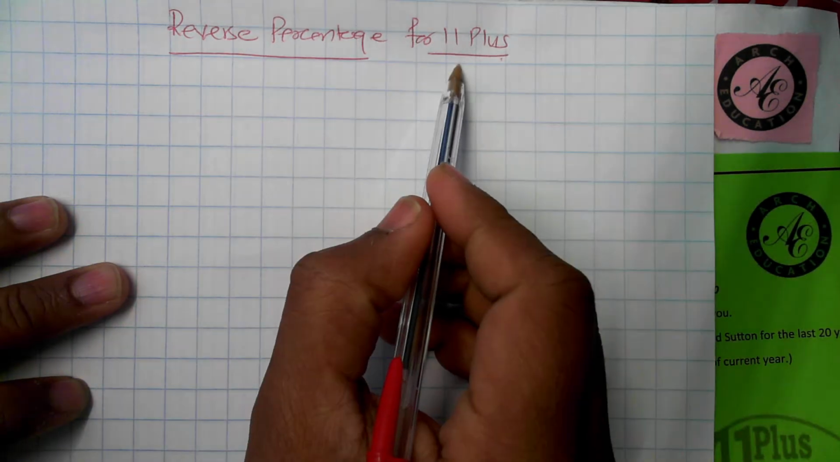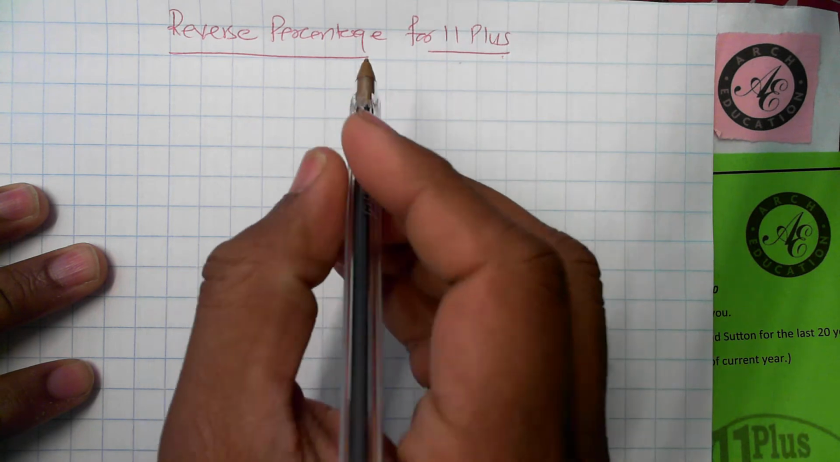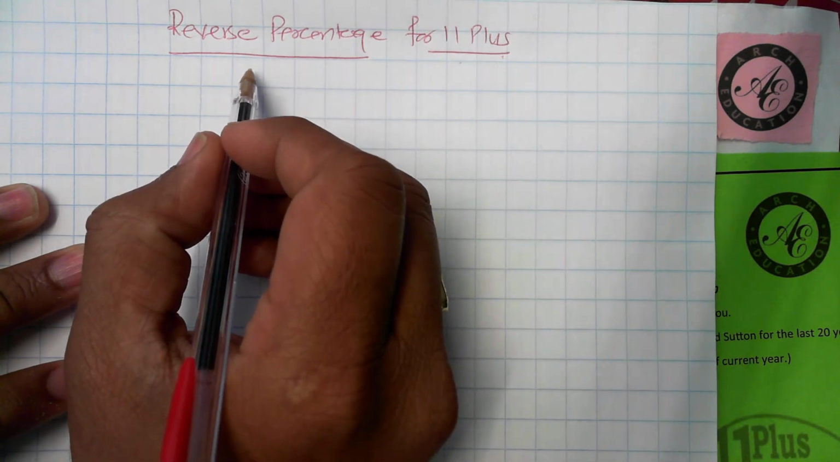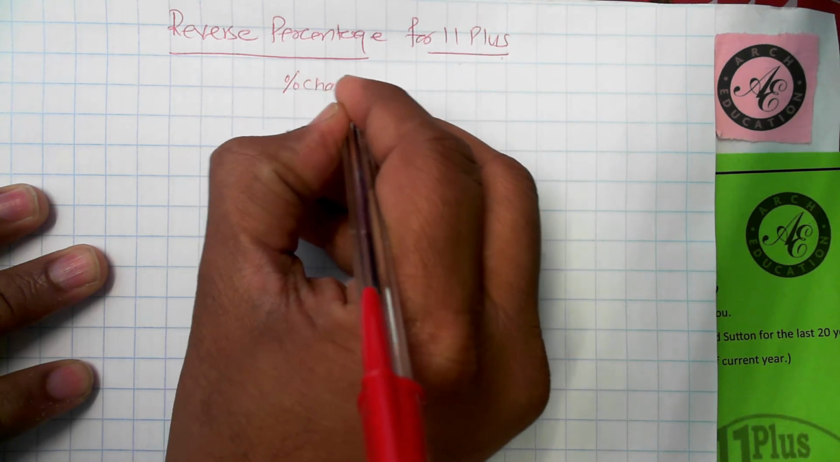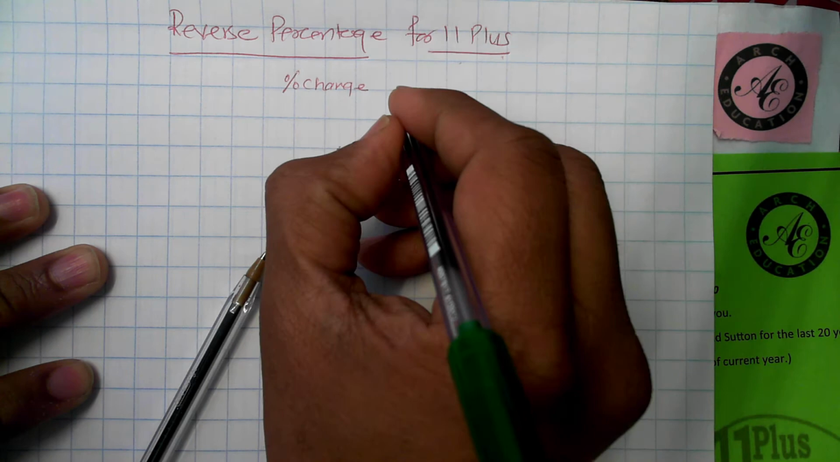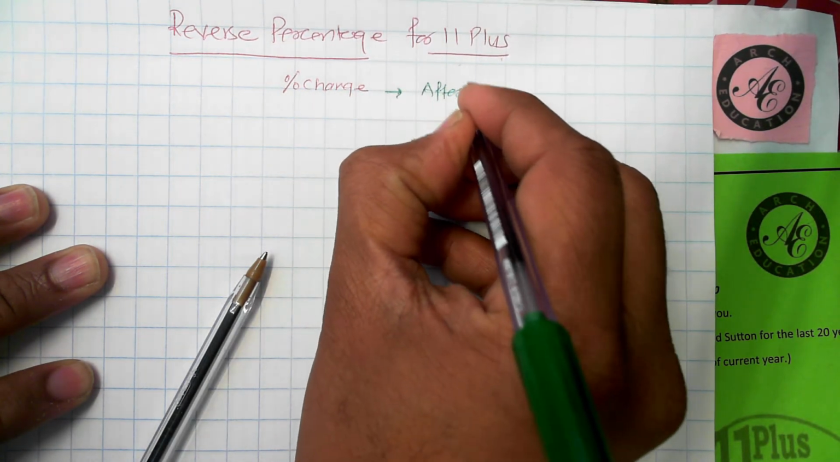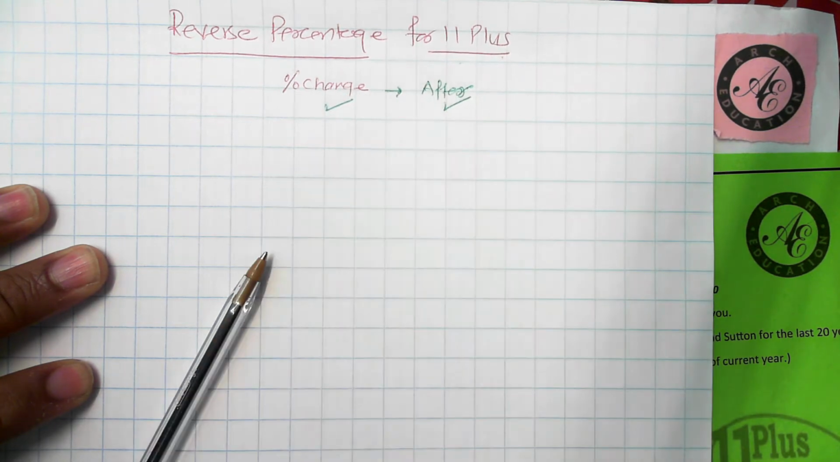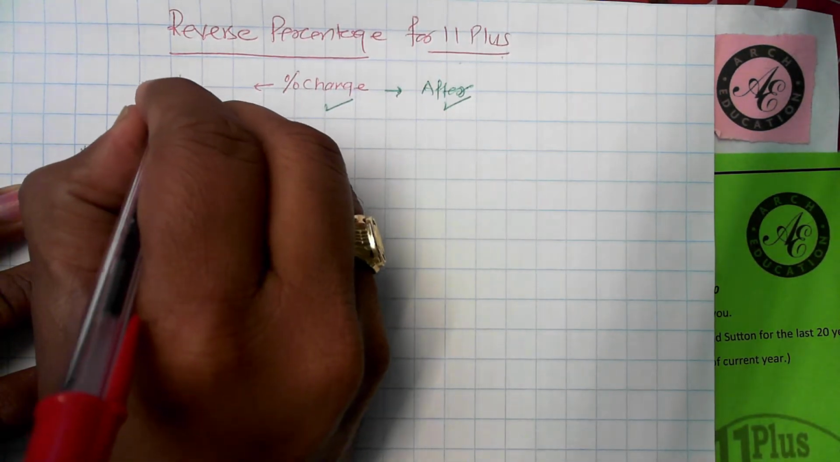For 11 plus maths, this is about reverse percentage. Reverse percentage means when you have been given a percentage change, and you have been given the price or the quantity or the amount after the change. That's given, and you've been asked to find the price or the amount before the change.